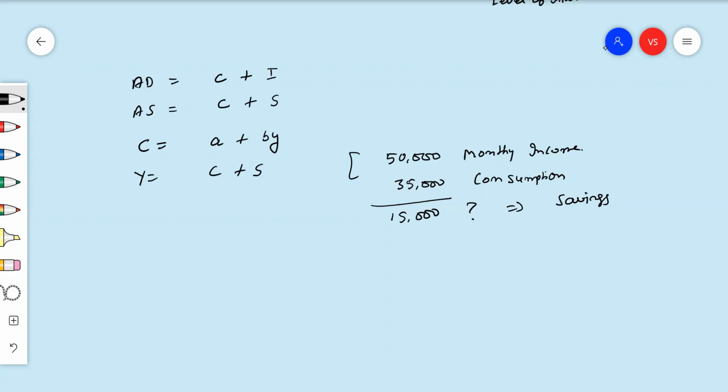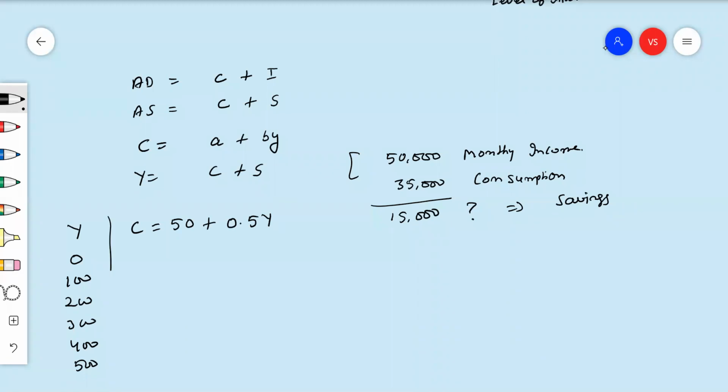So suppose there is a question, Y equals 0, 100, 200, 300, 400, and 500. Now let's say C is a function. Let's say C, I will take it as 50 plus 0.5Y.